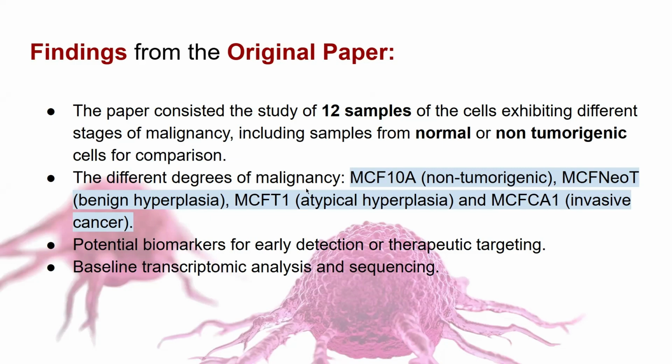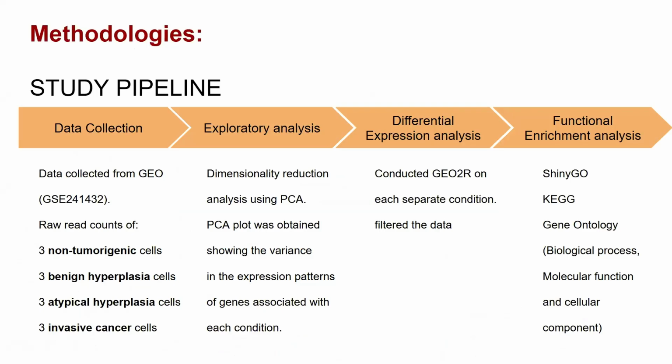By studying all these 12 samples, we can study the potential biomarkers which can be used for early detection and therapeutic targeting, and can also baseline the transcriptomic analysis and sequences for a particular cancer. So here is the methodology or the study pipeline which I followed during my study.